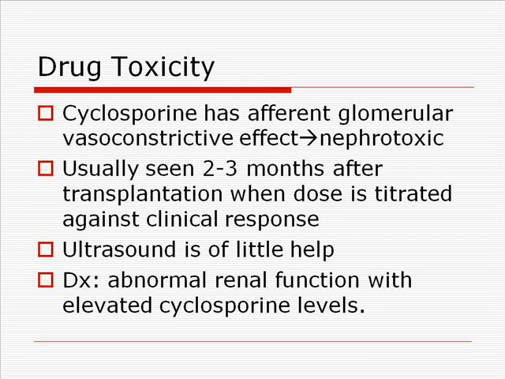Cyclosporine has the greatest nephrotoxic potential of possible drugs and is due to vasoconstrictive effect on the afferent glomerular arterioles. Ultrasound is of little help because nephrotoxicity has a variable effect on Doppler waveforms, and it doesn't produce a visible effect, but it can occasionally reduce diastolic flow.